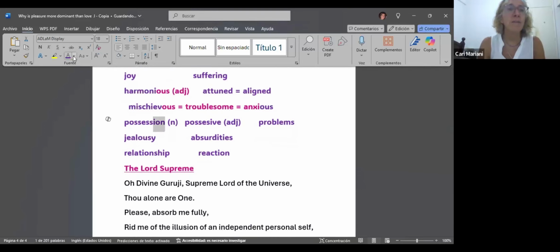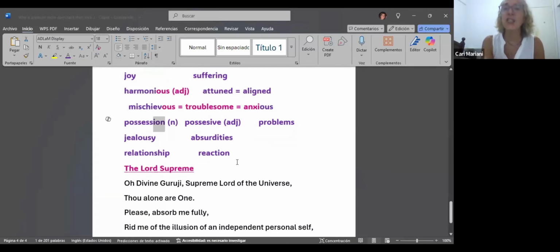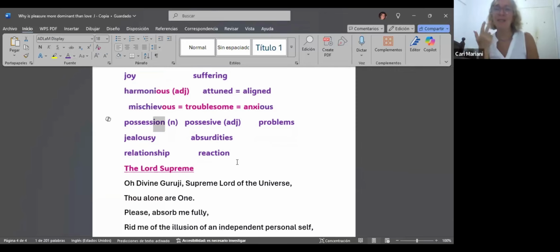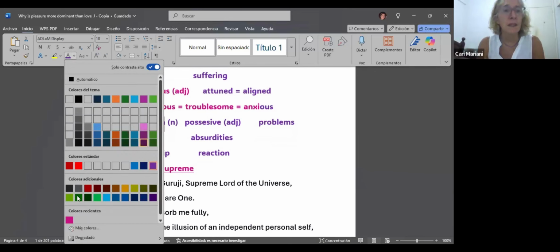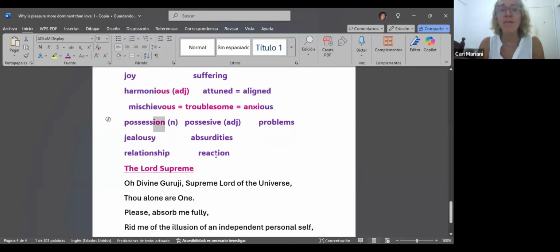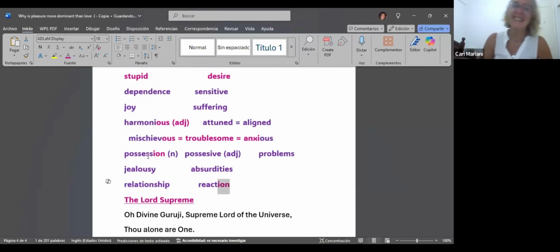Also, the ending -ion is a signal of a noun. Possession, meditation, contemplation, explanation. This is a suffix that indicates that the word is a noun. And reaction, we have here. Possession is not connected with love. We tend to connect it, but it is not related.